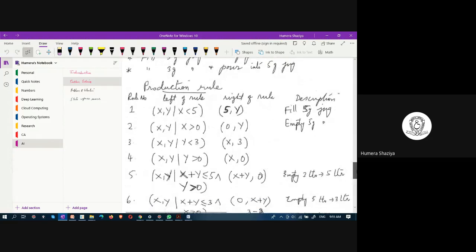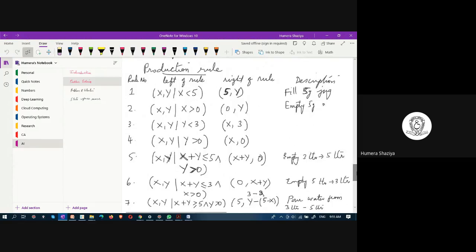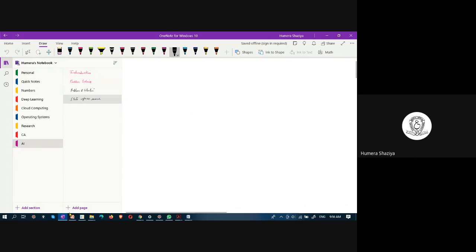These are the rules. Shravan, rule number 1 is to fill the 5 gallon jug. So 5, comma y. Y is 0, so there you get 5, 0. Rule number 3 is, whatever is the 5 value, you are filling the 3 gallon jug. So x, 3. Now you tell me.